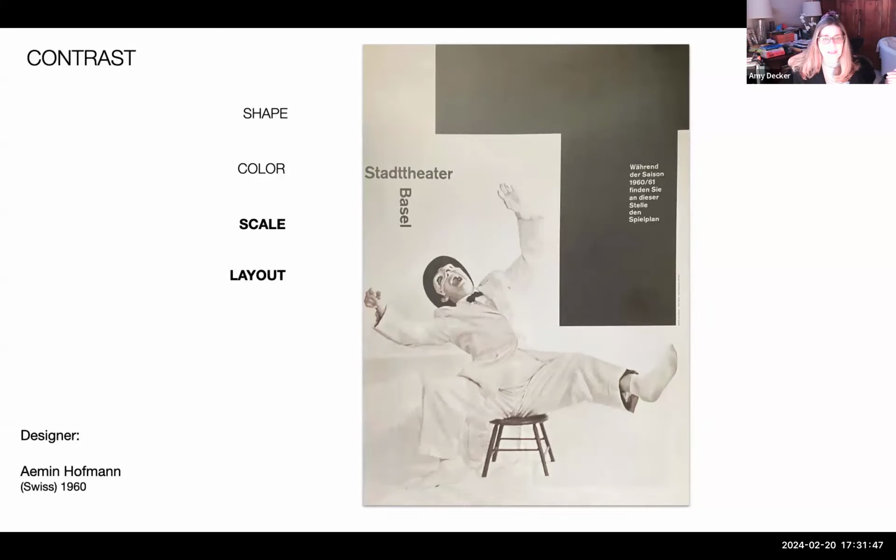Here we have both scale and layout in designer Eamon Hoffman's piece from 1960. Scale is relative. An object or image is only as big or as small in relation to what surrounds it. Designers use scale to change how things look and what they mean, activating our process of vision, as well as our ability to read and interpret pictures as a narrative medium.